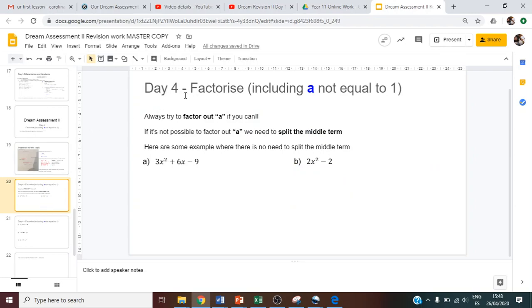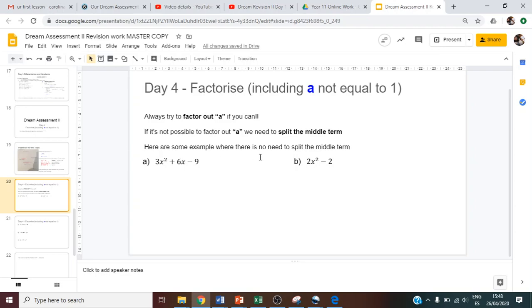Okay, so starting with this now, we're going to start with some examples where you do not need to split the middle term. Try factoring out the a if you can. If it's not possible to factor out the a, we need to split the middle term, but here are some examples where there is no need to split the middle term. So reading between the lines here, always try to factor out a. If you can't factor out a, split the middle term.